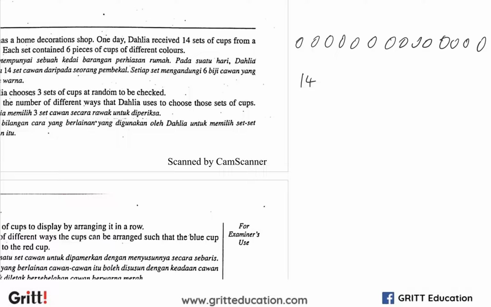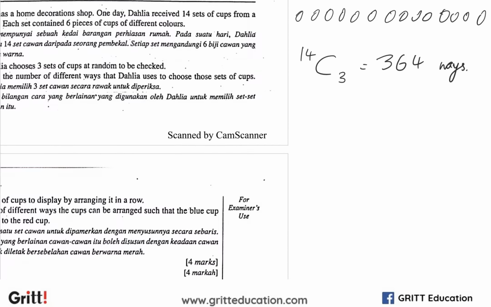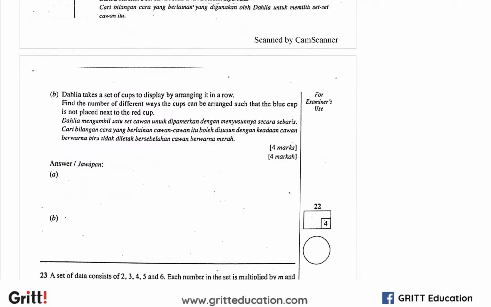So it will be like this: 14C3. So that's the number of ways. When you calculate it with your calculator, you'll get that the answer is 364 ways. So that is the first part of the answer, 364. Alright, so how about B?